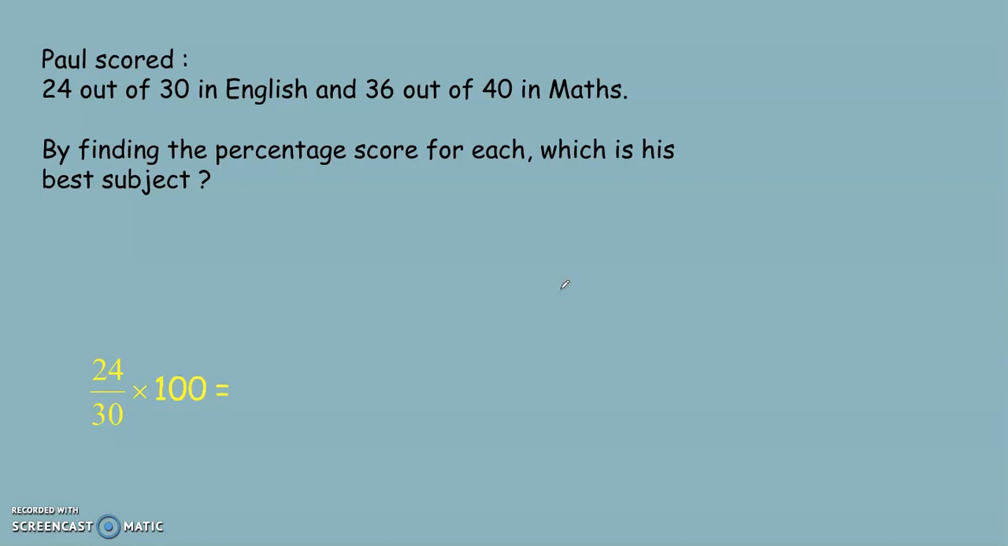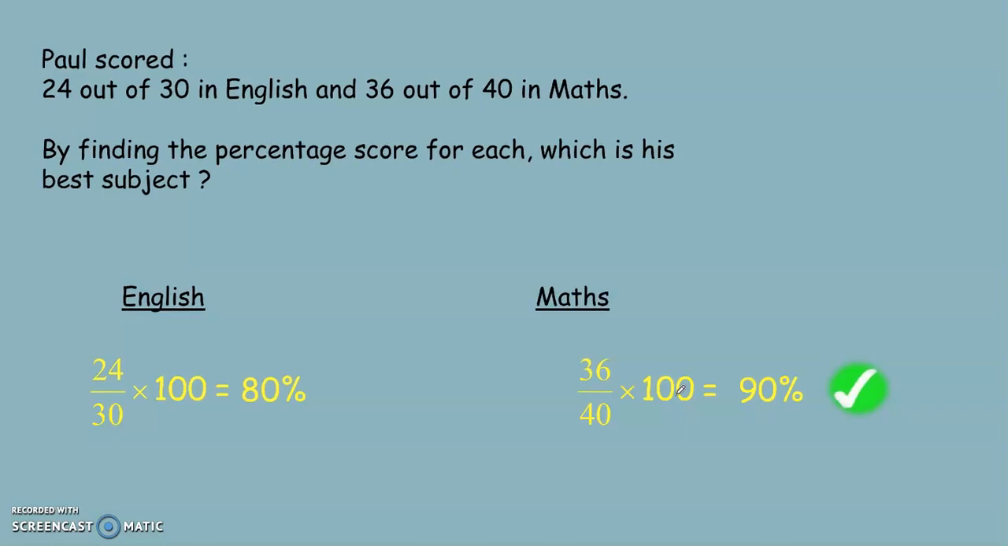Right, if we start with English, he got 24 out of 30 for his English. So to change that into a percentage, we do 24 divided by 30 and then times it by 100. So for English, Paul scored 80%. For maths, he got 36 out of 40, so we do 36 divided by 40 to get our decimal. Then we times it by 100 and we see that Paul scored 90% for maths. So we would say that Paul's best subject is maths. That's the one he did better in. Okay.